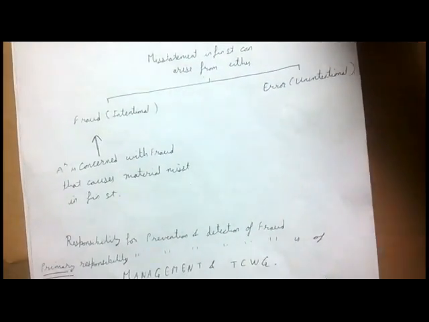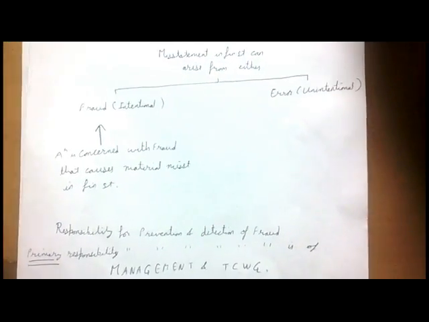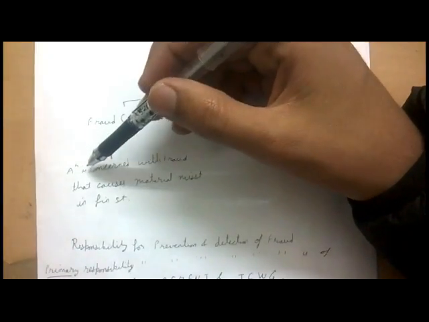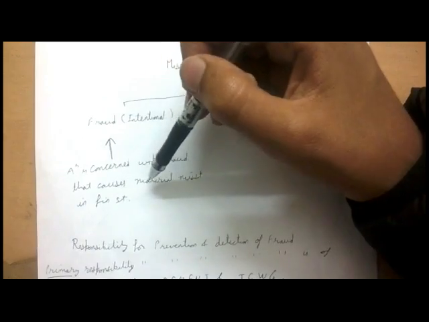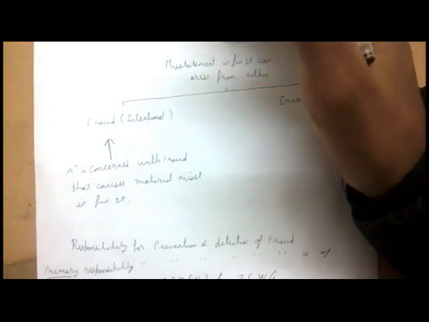They can be corrected, but if there is a fraud, the auditor has to evaluate the effect on his audit report. So in fraud, this is what the auditor is concerned with. The auditor is concerned with fraud that causes material misstatement in the financial statements. Not all frauds; the auditor is not concerned with all the frauds.